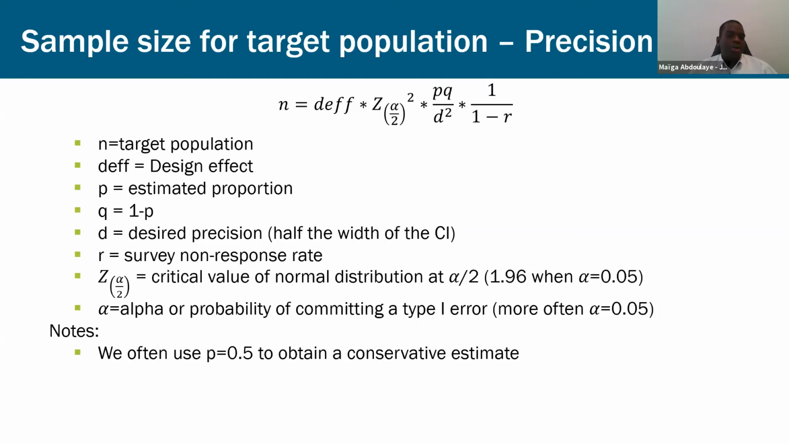And concerning the estimated proportion, sometimes, to obtain a conservative estimate with a bigger sample size, we often use 50% as the estimated proportion. Precision-based sample calculation is mainly influenced by the target population, the desired precision, the estimated frequency, and the design effect.